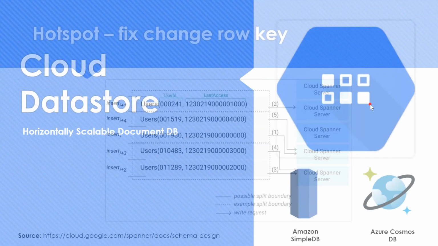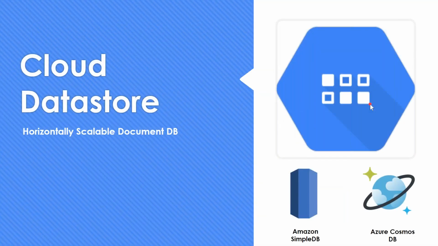So that's the end of our Spanner, which is a horizontally scalable relational database. We'll take a 10 minutes break. Once we come back from the break, we will look into a NoSQL database in GCP called Datastore.